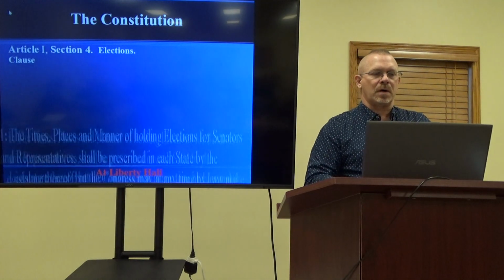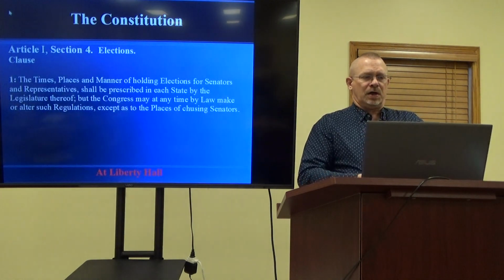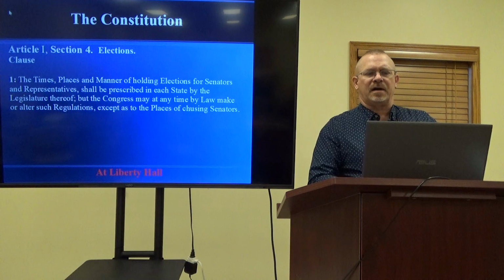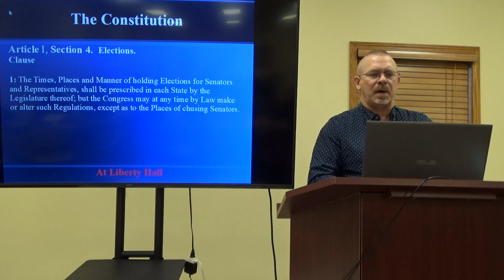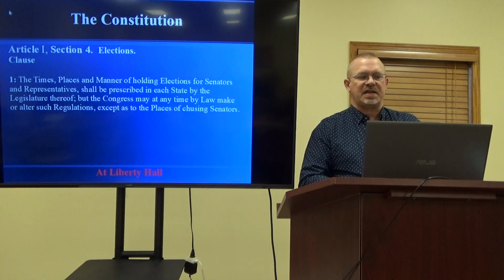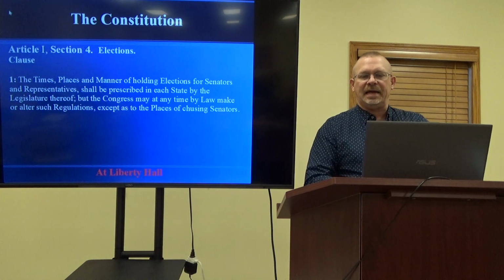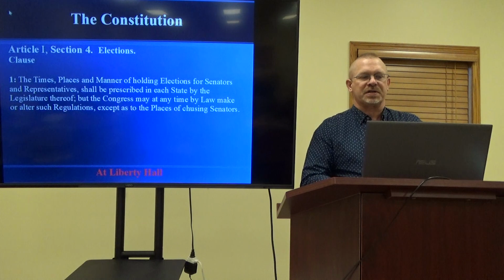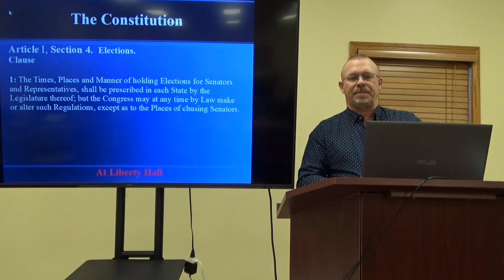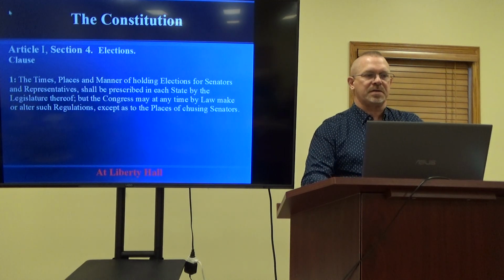Article 1, Section 4, Clause 1, the times, places, and manner of holding elections for senators and representatives shall be prescribed in each state by the legislature thereof, but the Congress may at any time by law make or alter such regulations except as to the place of choosing senators.